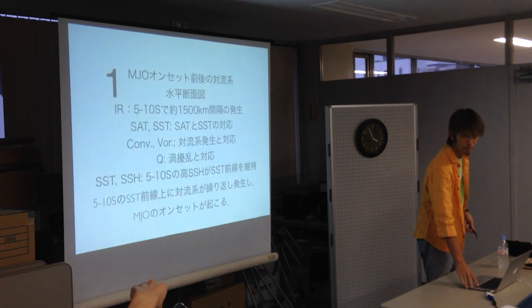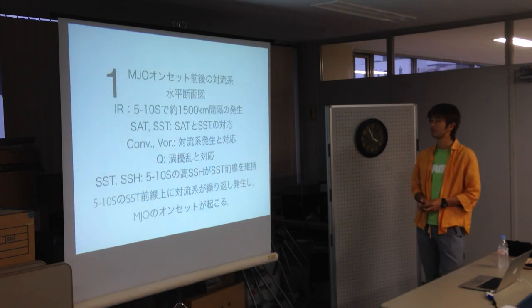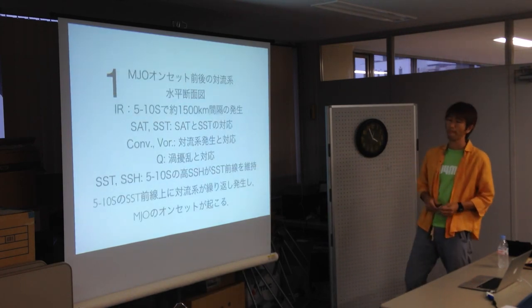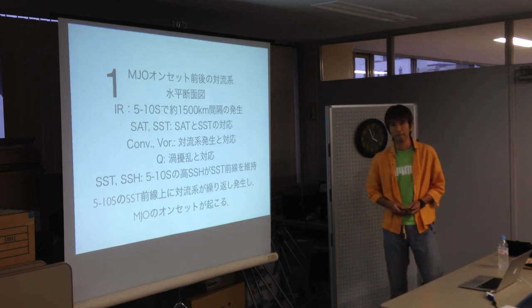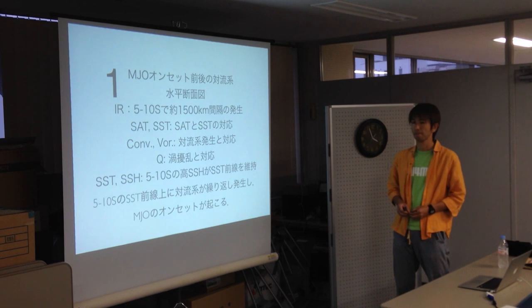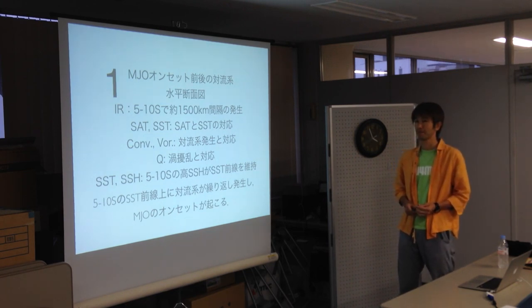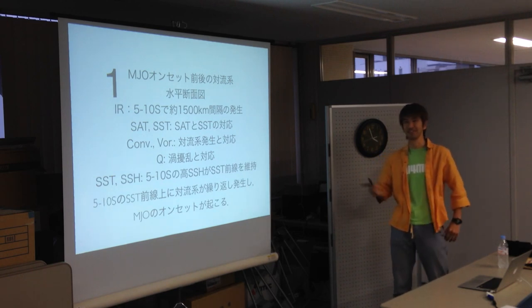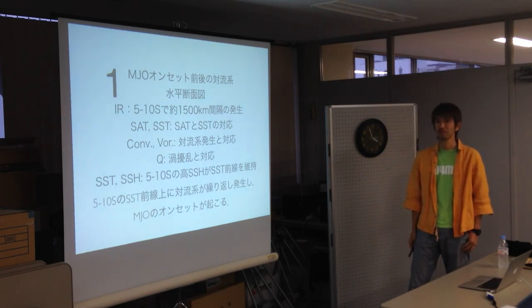You showed that the convection has a horizontal distance of 1,500 kilometers. But I don't know what you mean, but in my eye, yeah, it looks like a more zonally oriented band.